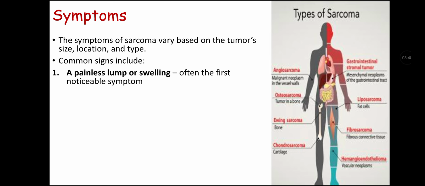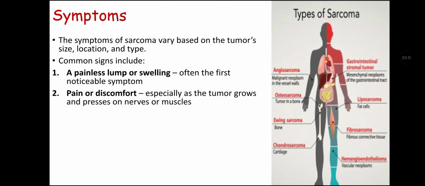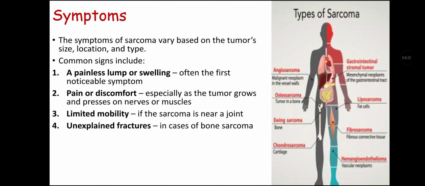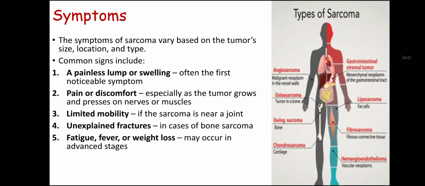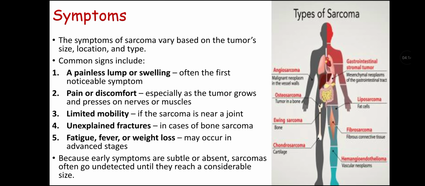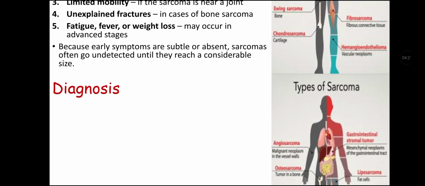Symptoms of sarcomas. Symptoms of sarcoma vary based on the tumor size, location, and type. Common signs include a painless lump or swelling, which is often the first noticeable symptom. Second, there is pain or discomfort, especially as the tumor grows and presses on nerves or muscles. There may be limited mobility if the sarcoma is near a joint, and unexplained fracture in the case of bone sarcoma. Fatigue, fever, or weight loss may occur in advanced stages. Because early symptoms are subtle or absent, sarcomas often go undetected until they reach a considerable size.